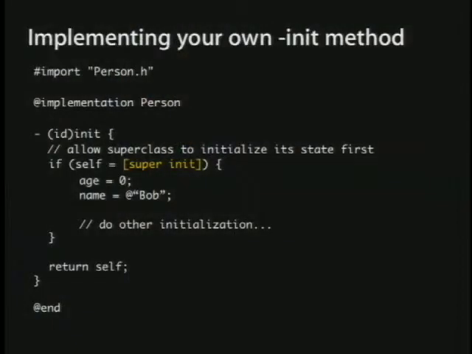And inside, we make sure that self actually was a value, right? The result of super init is going to set self. We want to make sure that self is not nil. That's why we have an if statement up here. And then we're going to start initializing the values. So age, we're going to start with 0. And let's say all of our people are going to be named Bob as the default name. So that's that.